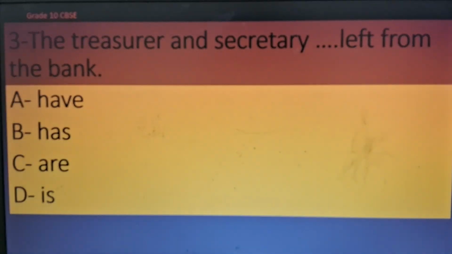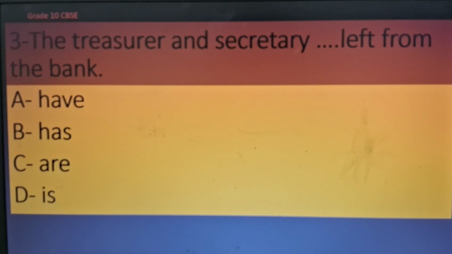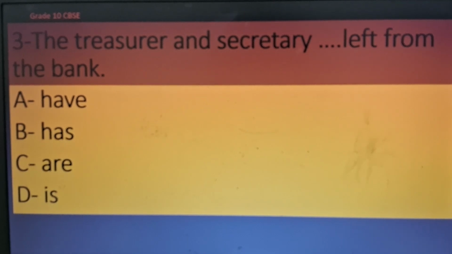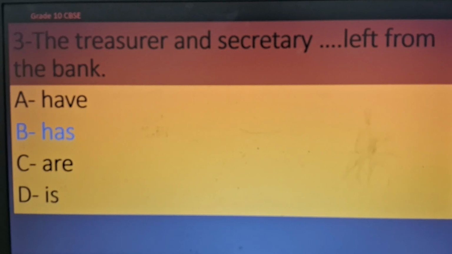Question 3. The treasurer and secretary dash left from the bank. Option A have, option B has, option C are, and option D is. What is the answer? Yes, the answer is option B, has. The treasurer and secretary has left from the bank. Here, both nouns, treasurer and secretary, denote the same person. So we have to use a singular verb according to the tense form. So here we are using has instead of is.